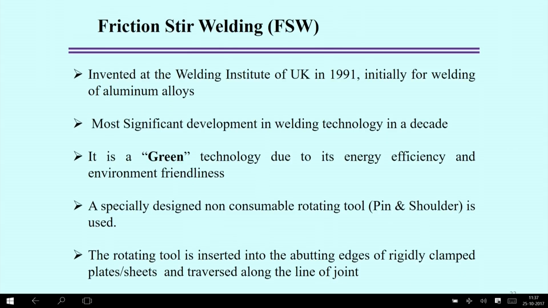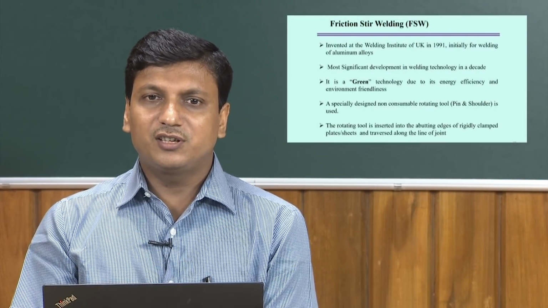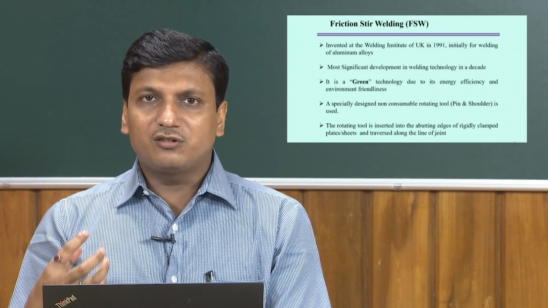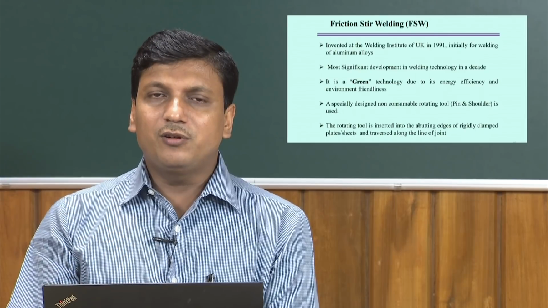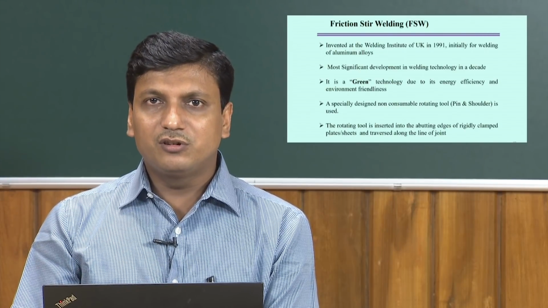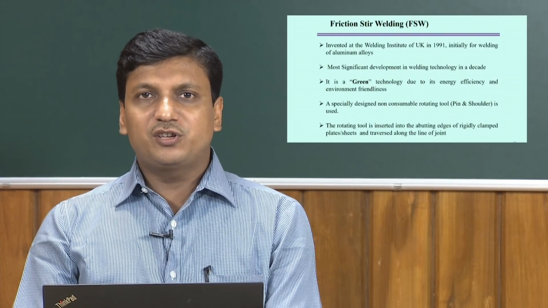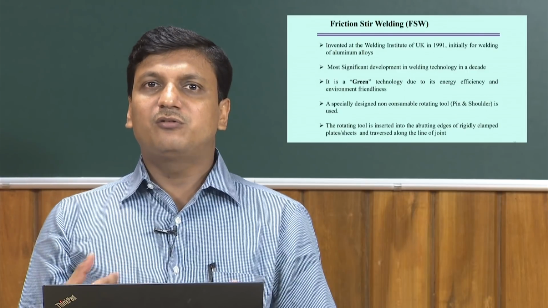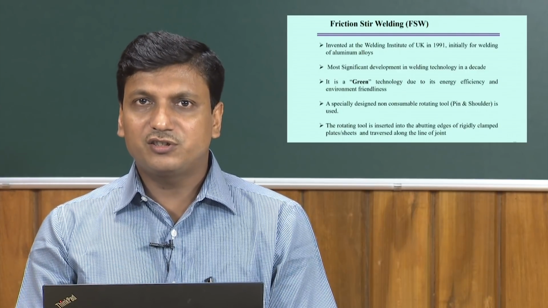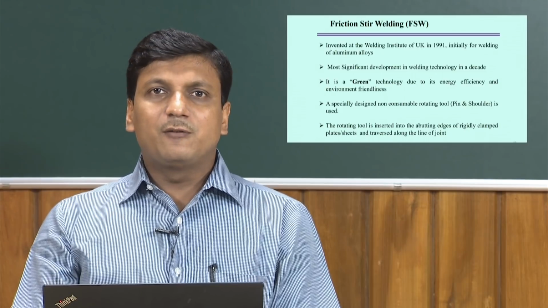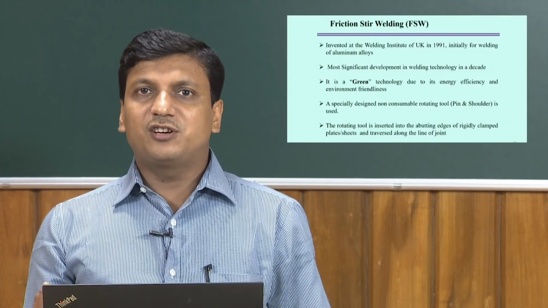The basic principle of the friction stir welding process is this. In the fusion welding process we use an electrode. Here we use a non-consumable rotating tool, and that rotating tool creates frictional heat generation between the two contact surfaces. Of course, it is also necessary to provide some relative motion between this tool and the workpiece surface.